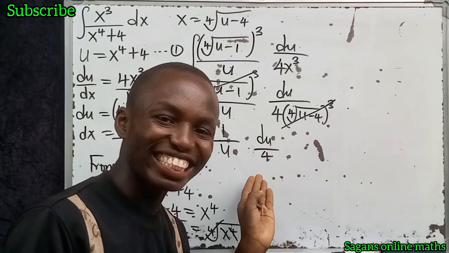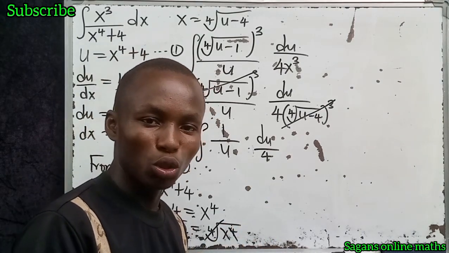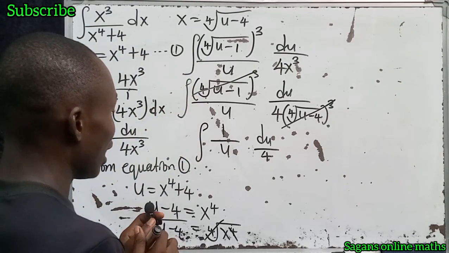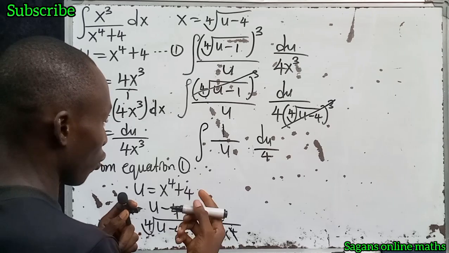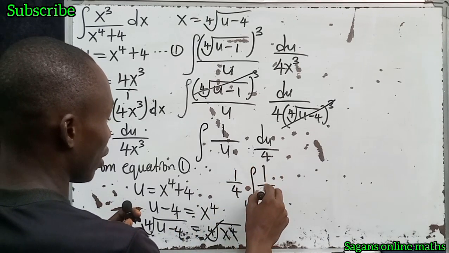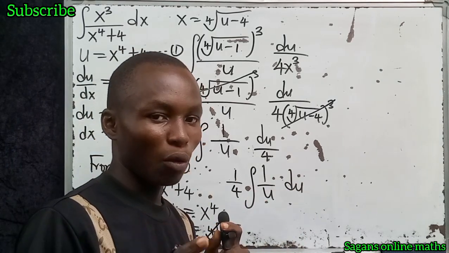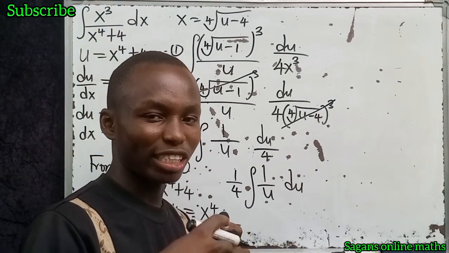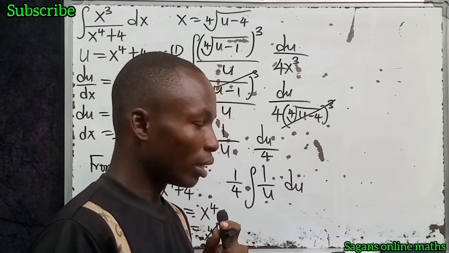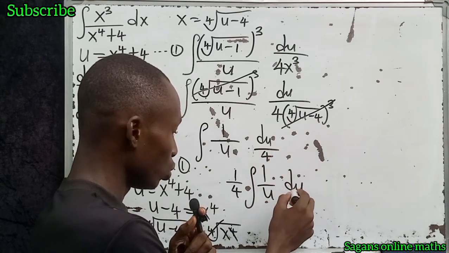Amazing. Now since we know that the coefficient of the u here is 1 over 4, let's isolate the coefficient of the u, which is 1 over 4. So this is 1 over 4, the integral of 1 divided by u du. Wow. Now take note of what I'm saying. Whenever you differentiate the denominator and it looks exactly like the numerator, take the natural logarithm of the denominator. Very simple. Now we're having here 1 over 4 multiplied by the integral of 1 over u du.